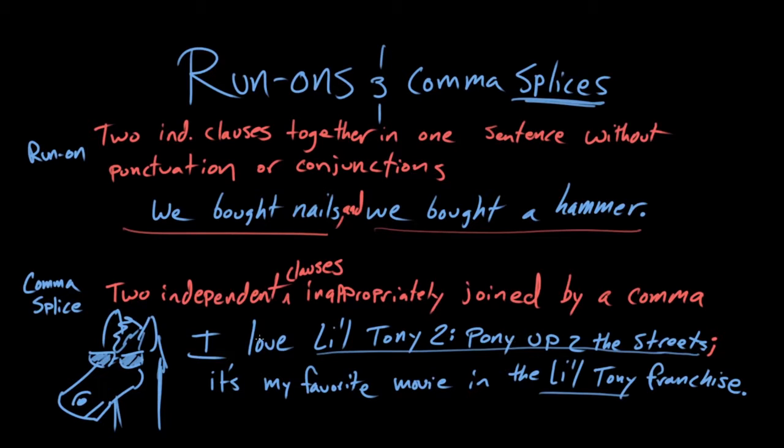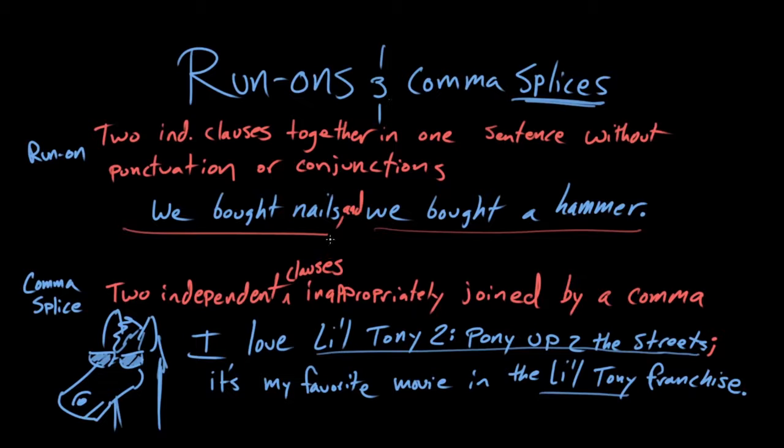Totally. So to review, when you're looking at a run-on, you're looking at two independent clauses that are together in one sentence that are joined inappropriately without punctuation or conjunctions. So we bought nails, we bought a hammer. There's not really a place to know where the division between clauses is in that. And so the thing to do is to add a comma and a conjunction, or to combine them using a semicolon. The same deal with a comma splice.